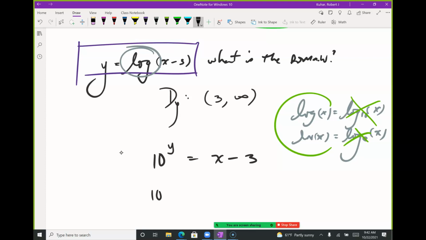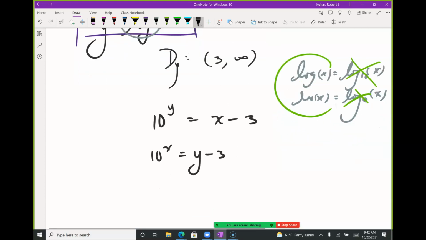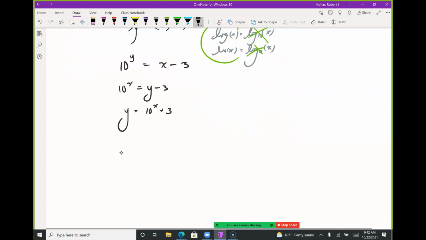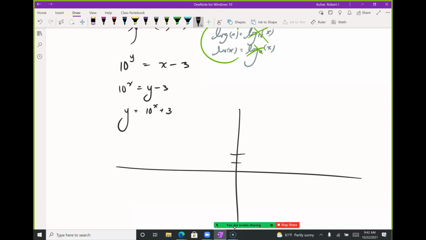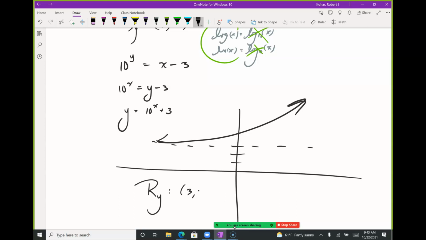Since these two are so special to us, we just use their shortcut names. So I've got now 10 to the x equals y minus 3, right? I can switch my x and y anytime. And I solve this for y. I get y equals 10 to the x plus 3. And I know how to graph that. I have a horizontal asymptote at 3, right? And that increasing exponential function there. So what's my range here? It's from 3 to infinity. And there's my domain of the log function.